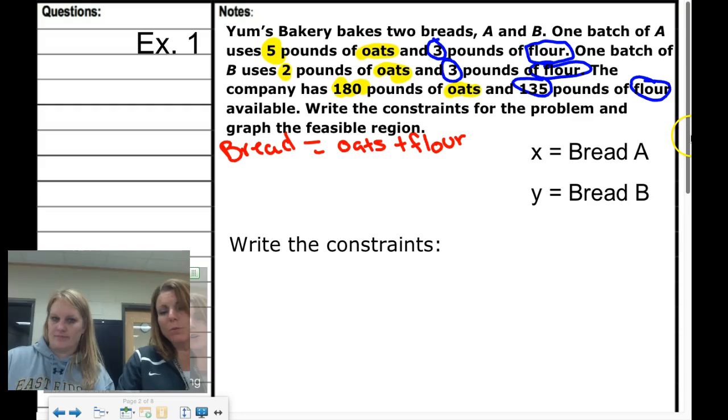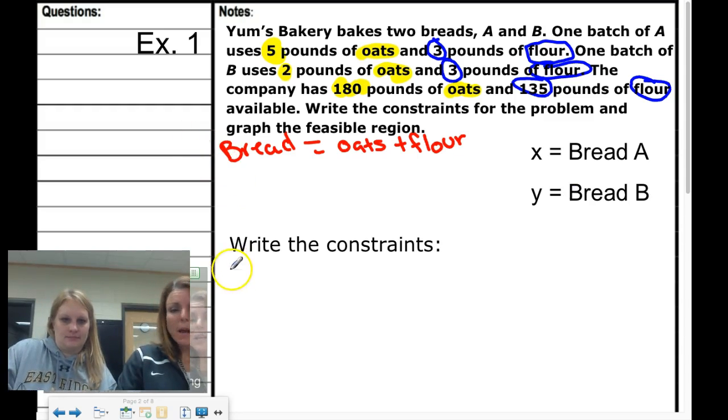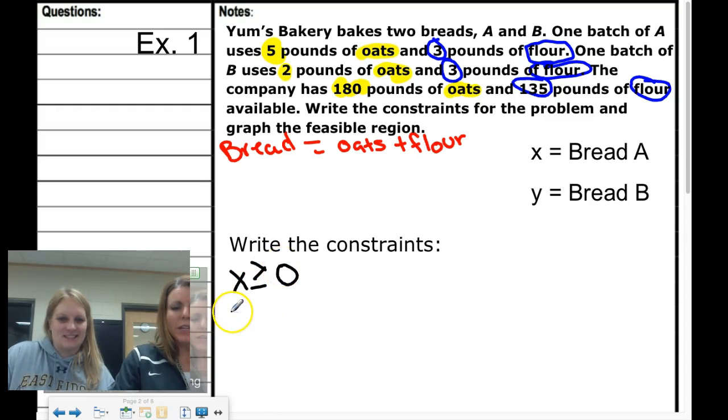So now we're going to write our constraints. Notice we define the variable for you. Variable X is going to go with bread A, and variable Y is going to go with bread B. Two constraints that are always going to occur: X is greater than or equal to 0. And the other constraint right underneath it is Y is greater than or equal to 0.